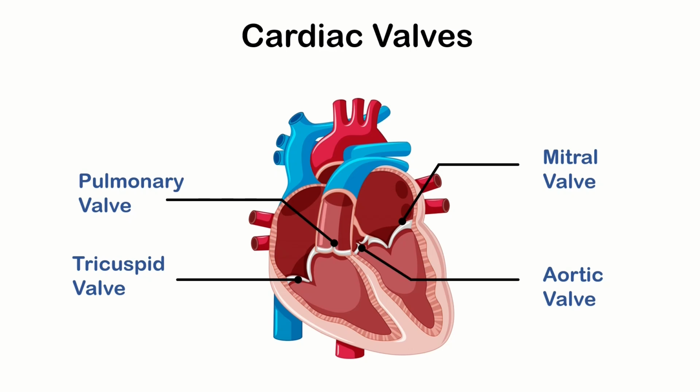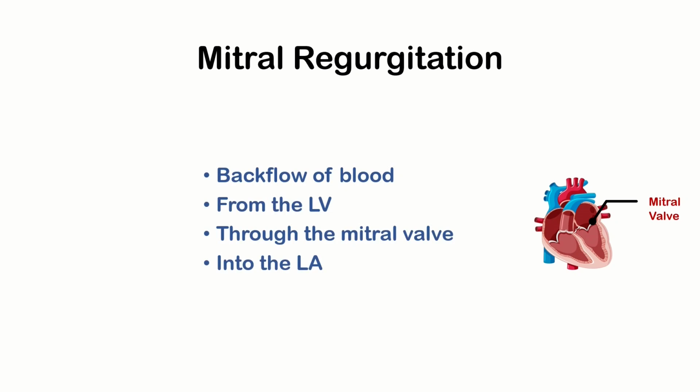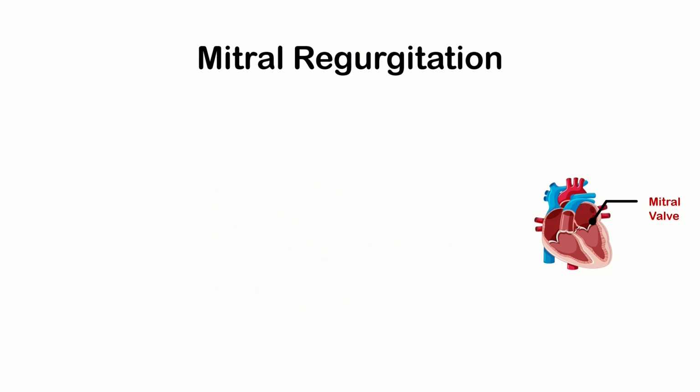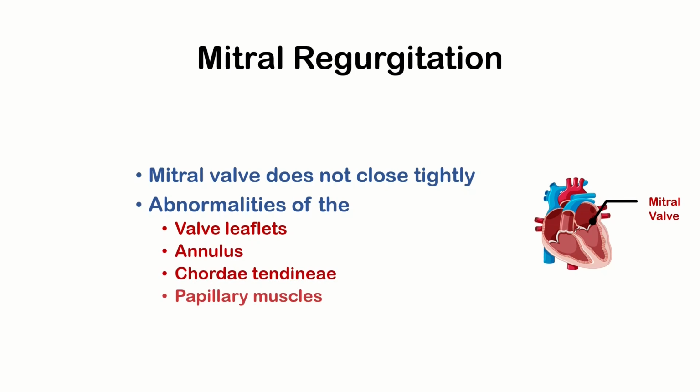So now, let's talk about mitral regurgitation. In mitral regurgitation, there is backflow of blood, from the left ventricle, through the mitral valve into the left atrium. And this happens during the systole of the heart, in which the ventricles are contracted. In mitral regurgitation, there will be abnormalities in the mitral valve, and it will not close tightly. The abnormalities may be due to problems with valve leaflets, valve annulus, damage to chordae tendineae, or papillary muscles.